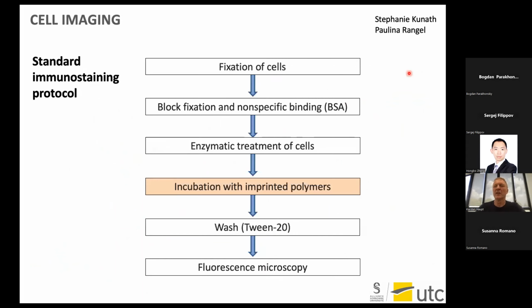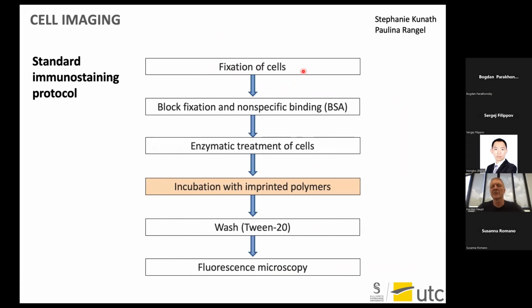And now we are ready. The only thing that we have to do is add to our monomer mixture a fluorescent monomer in order to have fluorescent particles, and they can directly be used for bioimaging. So the protocol would be the same as for antibody bioimaging.